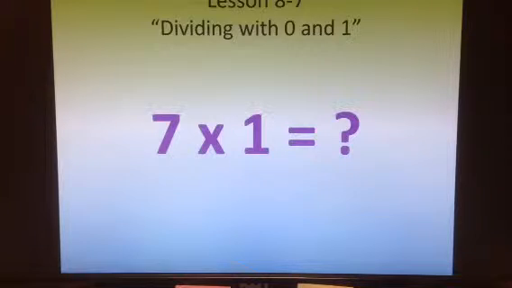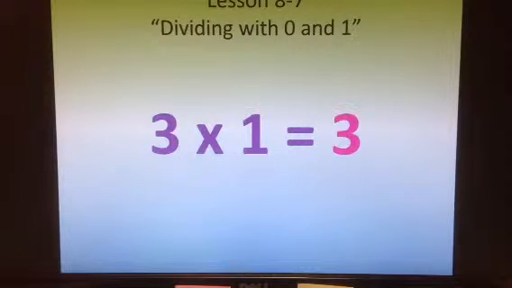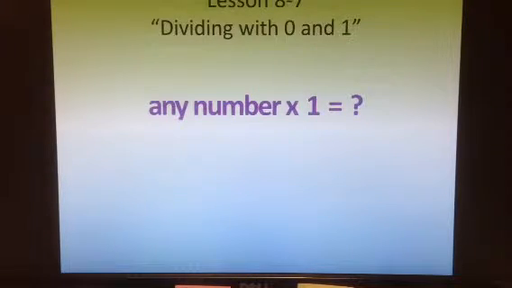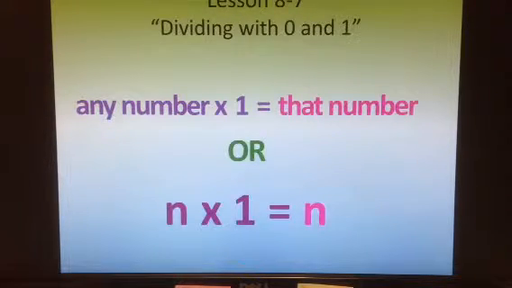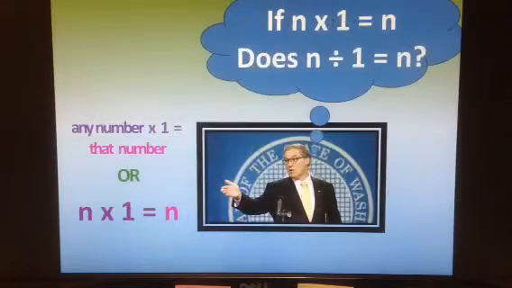My students knew a lot of these practice problems. We went through them quickly. Pause the video if you need to think about this, but I'll click through these slides. 3 times 1. 9 times 1. Any number times 1 equals what? Any number times 1 equals that number. Another way of saying it is n times 1 equals n.